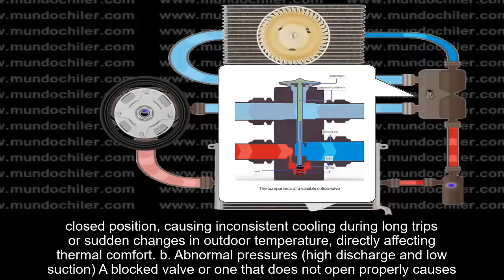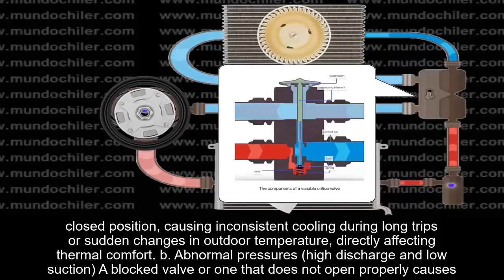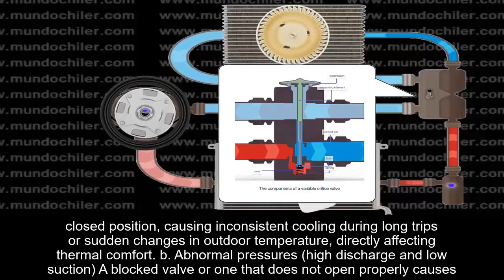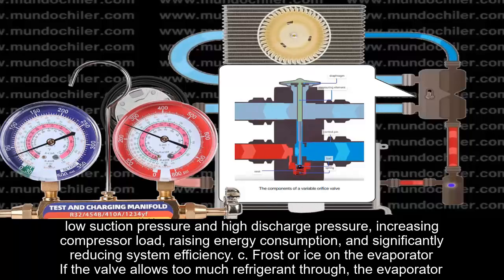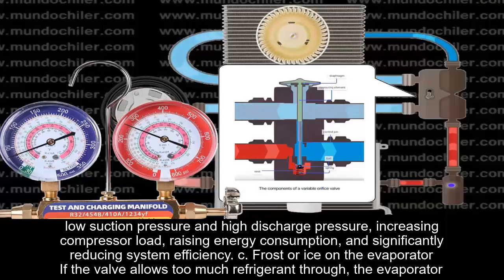B. Abnormal pressures, high discharge, and low suction. A blocked valve, or one that does not open properly, causes low suction pressure and high discharge pressure, increasing compressor load, raising energy consumption, and significantly reducing system efficiency.